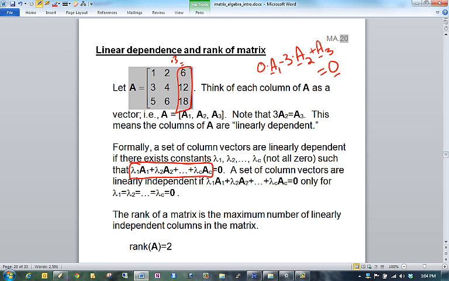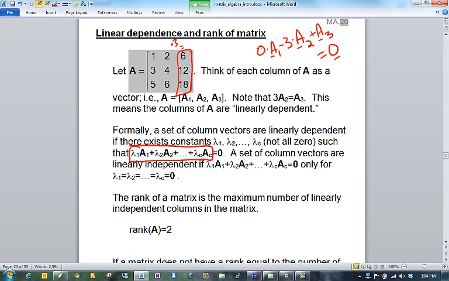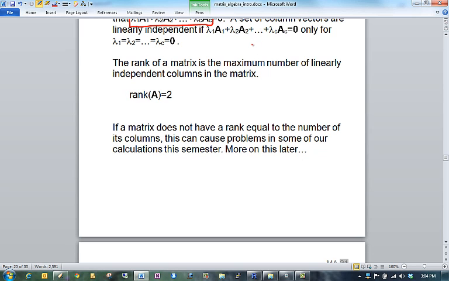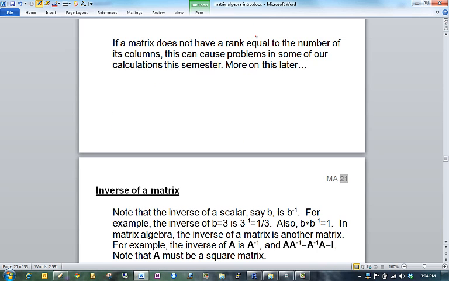Then the rank of the matrix is the maximum number of linearly independent columns. In this case, the rank of A would be equal to 2. Now, the reason why this linear dependence issue is important is because when we have linear dependence, it may prevent us from doing particular calculations. And when we come across that, we'll talk about that more later.